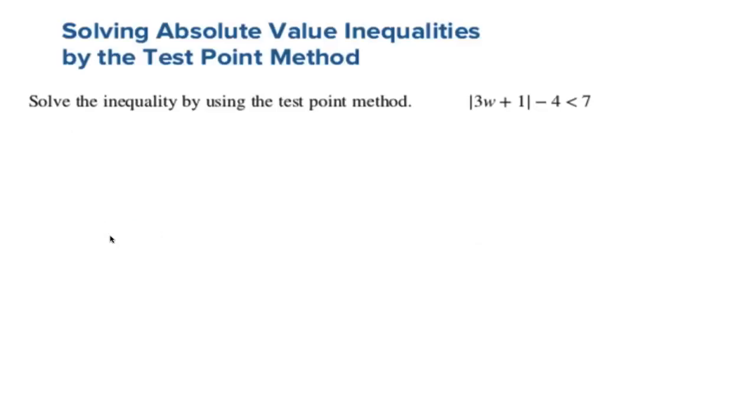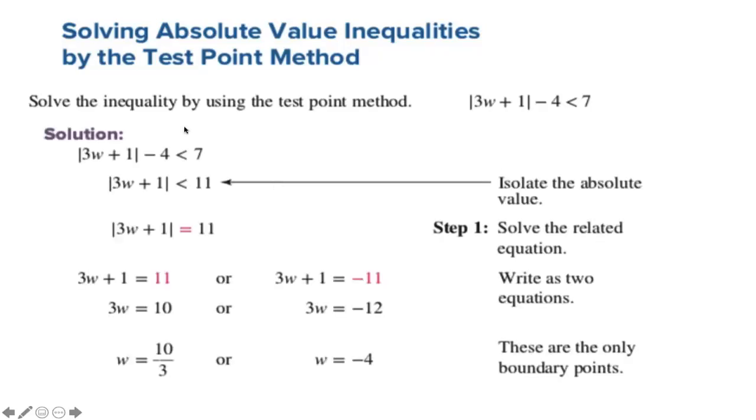Another way of doing absolute value is to use the test point method, which means that, well, let's just solve for this first. Isolate the absolute value to get that this is less than 11, and to solve the inequality, we can make it equal to 11. So the absolute value of 3w plus 1 is equal to 11, so it's either 11 or negative 11. We solve those to get 10 over 3 and negative 4. So these are the two solutions that make it equal to 11.